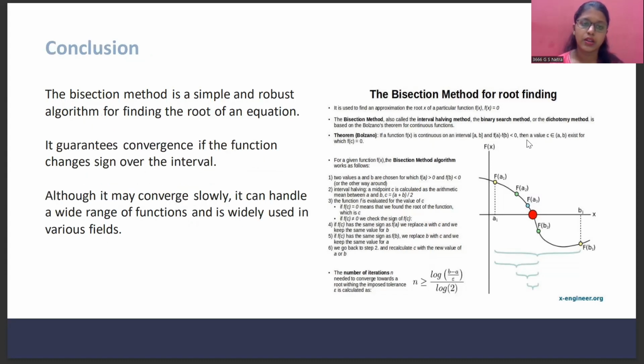Conclusion: the bisection method is a simple, robust algorithm for finding the root of an equation. It guarantees convergence if the function changes sign over the interval. Although it may converge slowly, it can handle a wide range of functions and it is widely used in various fields.